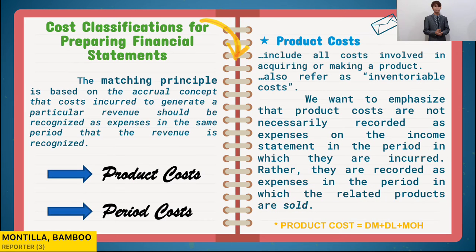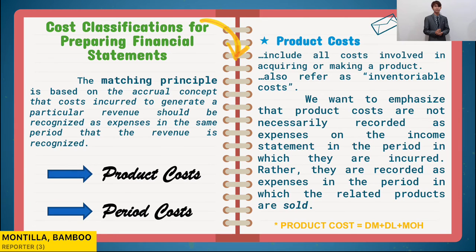Now, the matching principle is based on the accrual concept that costs incurred to generate a particular revenue should be recognized as expenses in the same period that the revenue is recognized. So this means that if a cost is incurred to acquire or make something that will eventually be sold, then the cost should be recognized as an expense only when the sales take place. That is, when the benefits occur.